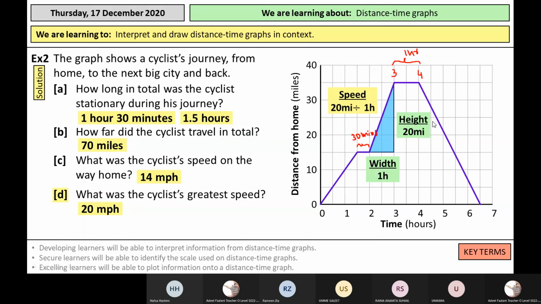Yes. What is the way to find the cyclist's greatest speed? How do we interpret it? Sir, we will divide the height by the width, and the height was 20 miles, that is from 15 to 35, and the width was 1 hour. So we will divide 20 miles by one. That will be 20.